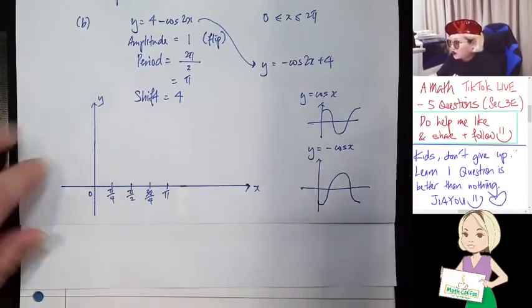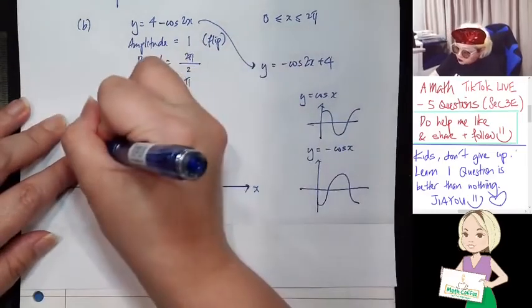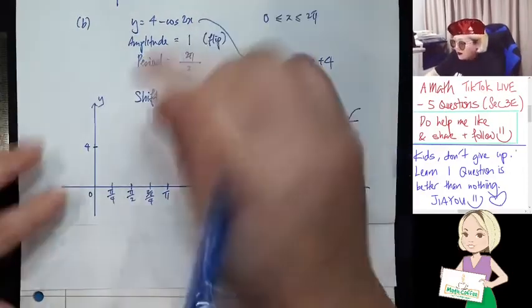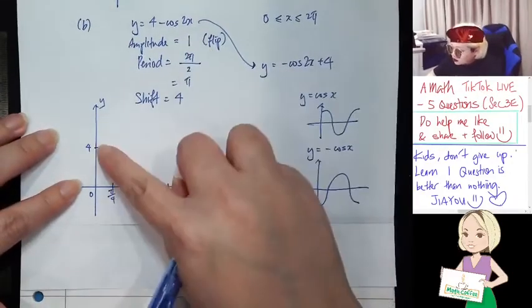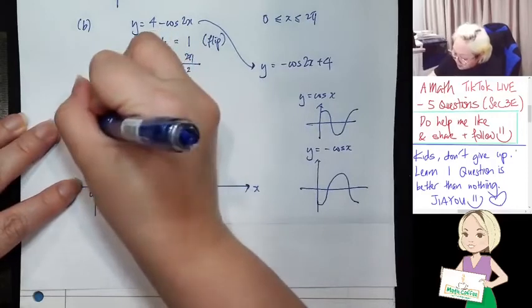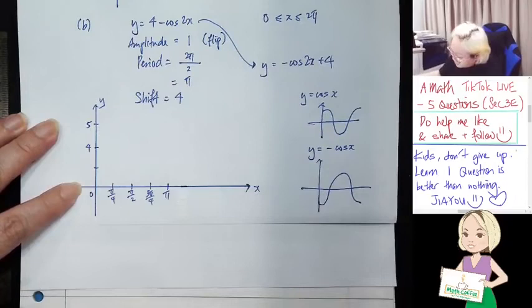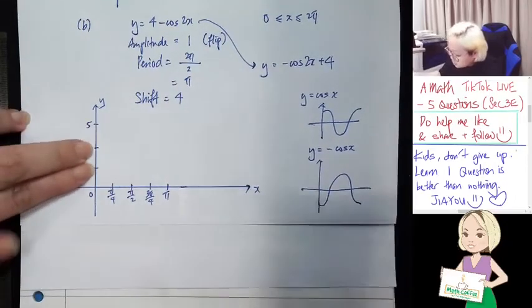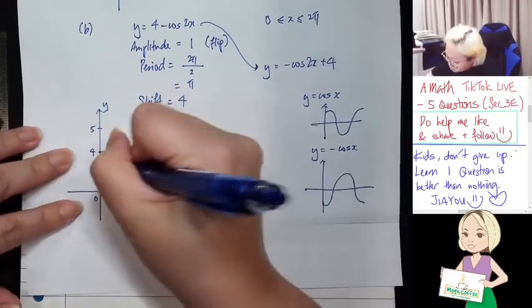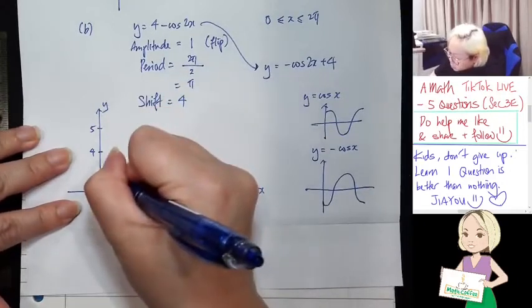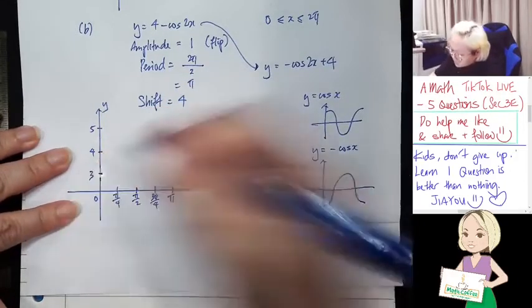So the only change is now my shift is 4. So assuming, let's say my 4 is here. My amplitude is 1, so it's 4 plus 1, so it's 5. 4 minus 1, so it's 3. Yeah, cannot. You see this one is too big, right? This one is smaller. So later the shape will look funny. So I need to adjust a bit. So let's say 3 here.